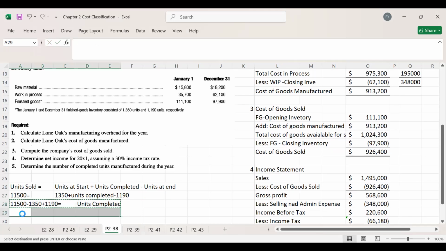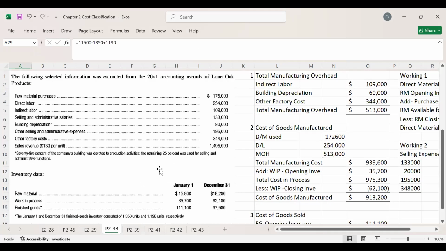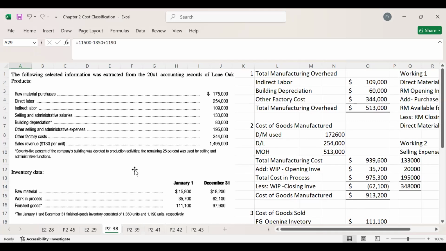This is our last requirement. Units completed, or units produced, are the total units manufactured. So the company produced a total of 11,340 units. So that's it for this problem and this lecture.